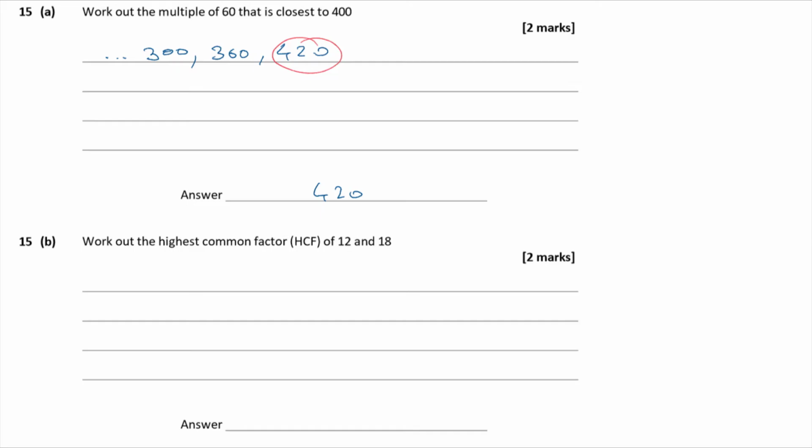And then part B says work out the highest common factor, HCF, of 12 and 18. With small numbers like this, I think it's probably just as quick to do an exhaustive search.